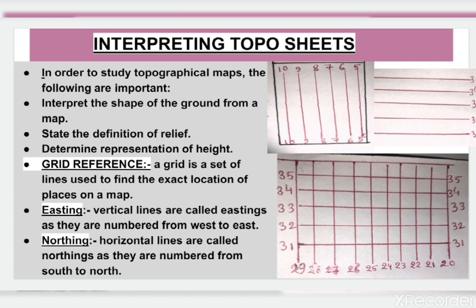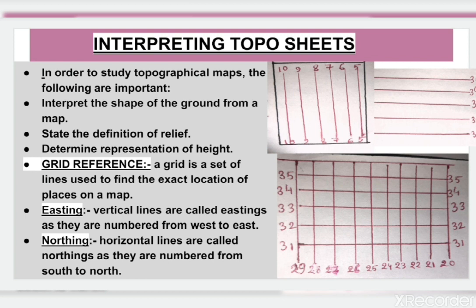We will learn now. So interpreting topo sheet, there are three things you need to learn in the topographical sheet. What are these? So in order to study topographical map, the following things are important. First, interpret the shape of the ground from a map, state the definition of relief and determine representation of height. So first, grid reference. So what is grid reference?